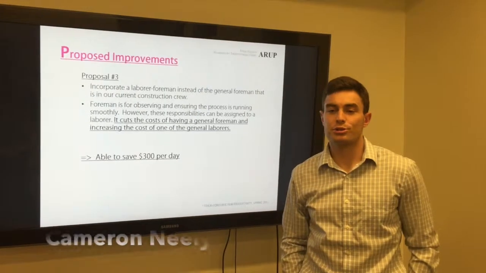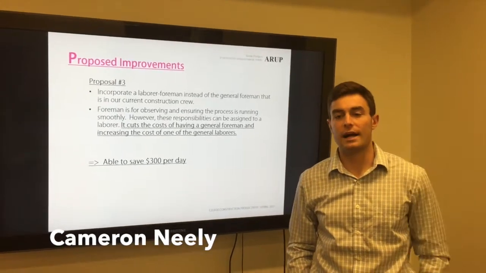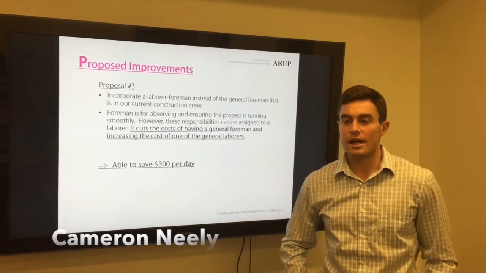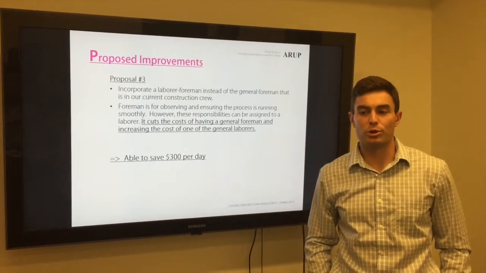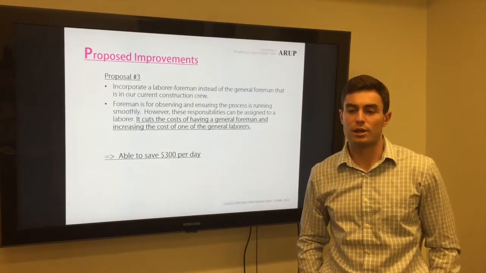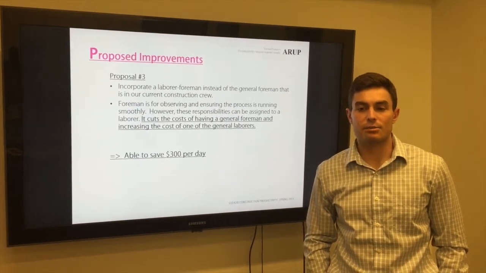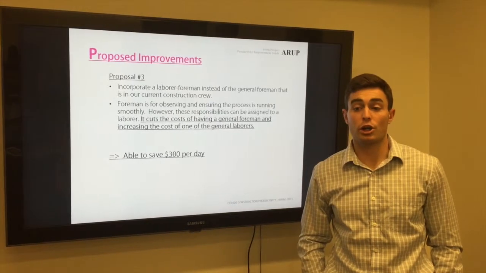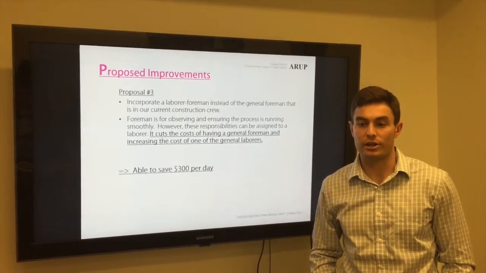Our final proposal is to incorporate a labor foreman instead of the general foreman that is on our current construction crew. As seen in the videos of the crew working on the concrete, the foreman is for the most part just observing and ensuring the process is running smoothly. However, these responsibilities can be assigned to a laborer, which will cut the costs of having a general foreman and increasing the cost of one of the general laborers.